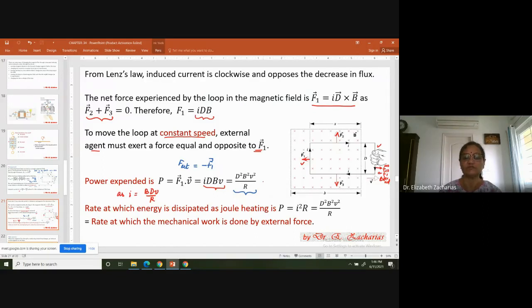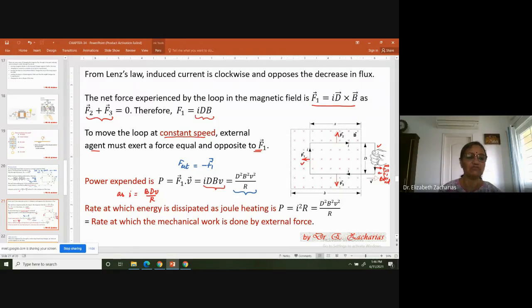So ultimately, you got an expression for the power expended. So that is the rate at which the external agent is doing work and putting energy into the system. Because he's doing positive work on the system and pulling the loop. So energy has gone into the system at a certain rate. So what happens to that energy?